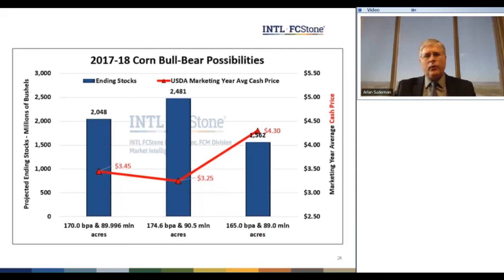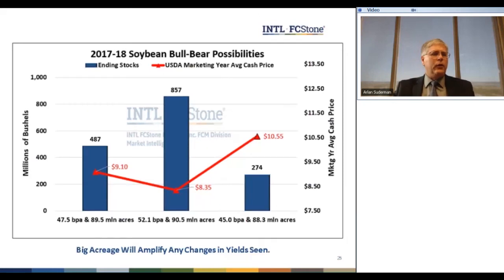So that's why it's worthy of paying attention, worthy of watching, but the risks are high as well. As we look at soybeans, we're looking at 487 million. This is our estimate before the USDA report today came out at 495. Marketing year average cash price of 910.